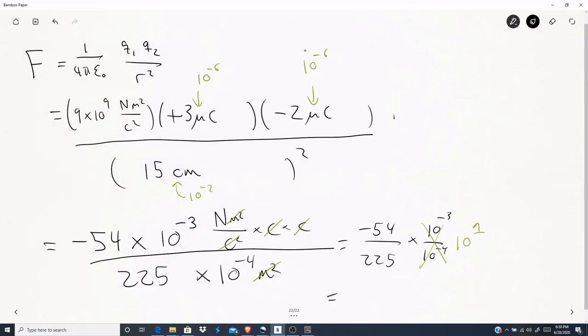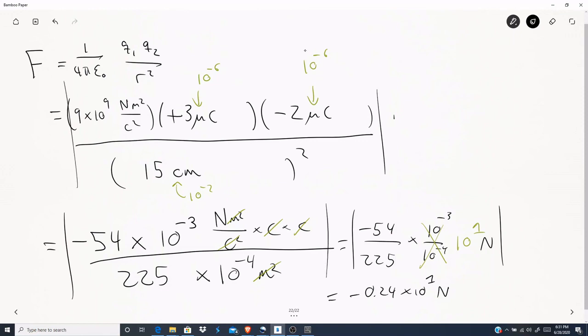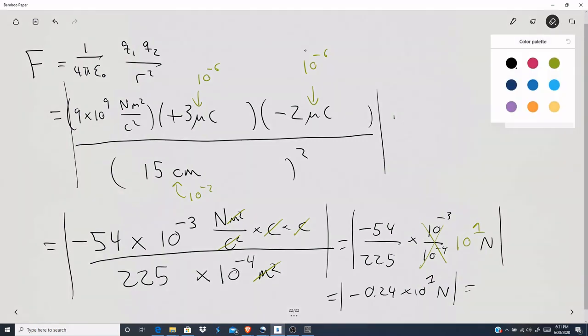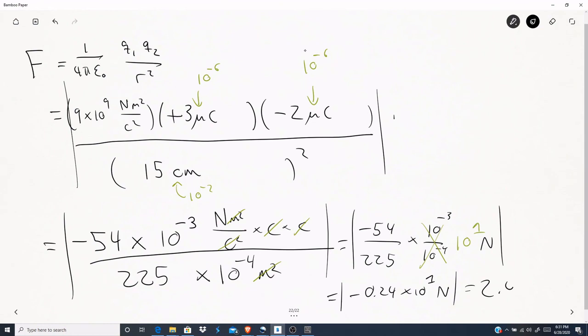So I now have negative 0.24 times 10 to the first newtons. Now, of course, I just care about the magnitude of the force, so the sign doesn't really apply in this case. So I really should have put all of these in absolute value bars from the beginning. And so this will be 2.4 once I take into account the 10, 2.4 newtons.